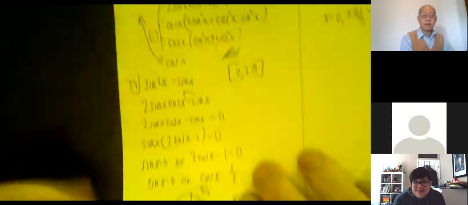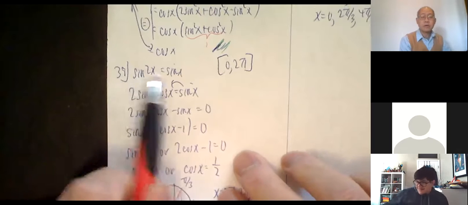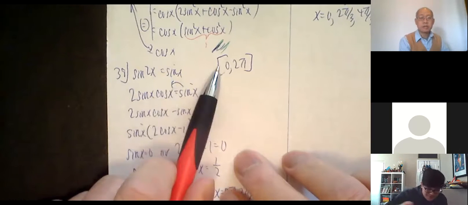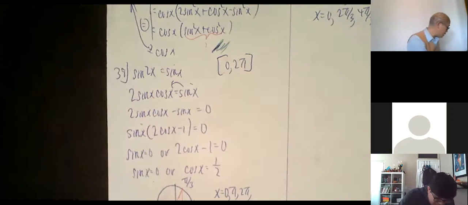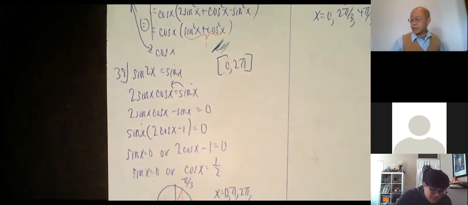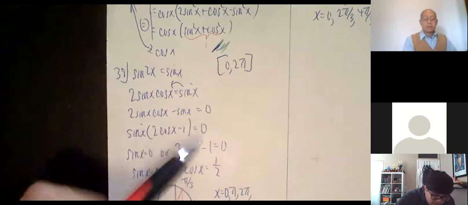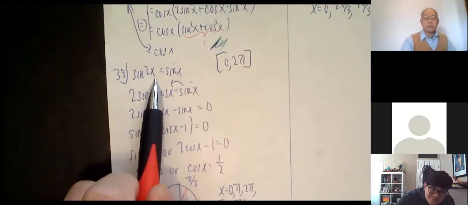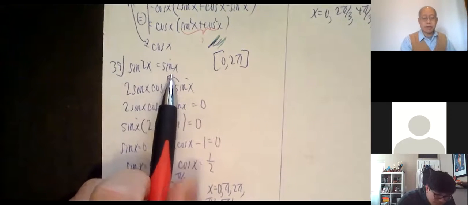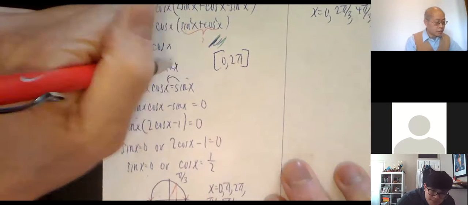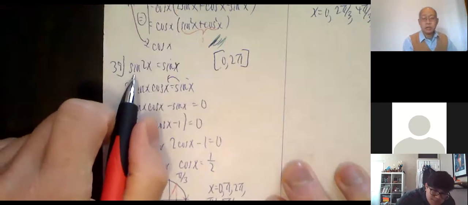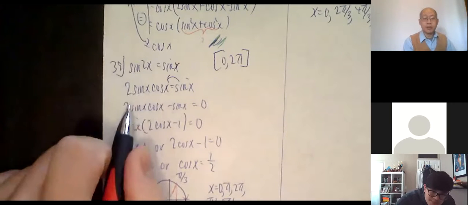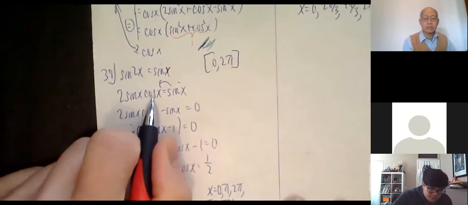Okay, so problem 39, show you that one. Sine of 2x equals sine of x between 0 and 2 pi. Okay, so how do you do something like that? All right, the best way to do this is not to have a double angle. You don't want to have a double angle mixed up with a regular angle. So I'll use an identity for sine of 2x. One of the formulas for sine of 2x is 2 sine x cosine x.